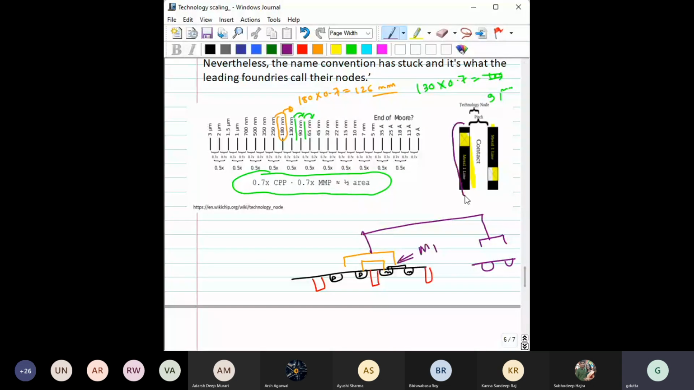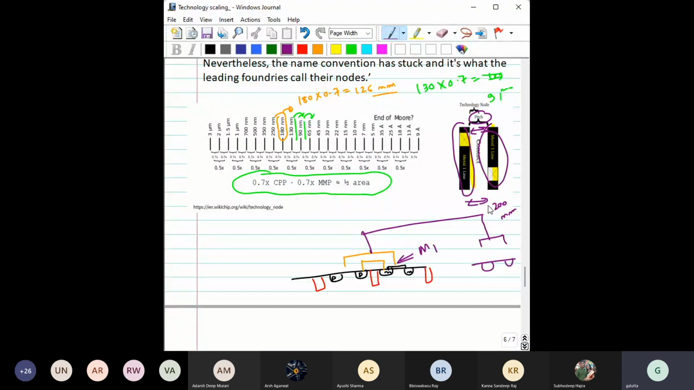By the separation of this metal layer 1, people say this separation is called pitch. Say this separation is 200 nanometer, then they call it a pitch of 200 nanometer, and the technology node is 100 nanometer. The technology node is half of the pitch. So that is how the industry has cleverly changed its nomenclature over time, from the earlier gate length to the pitch. You understand what pitch is, right?